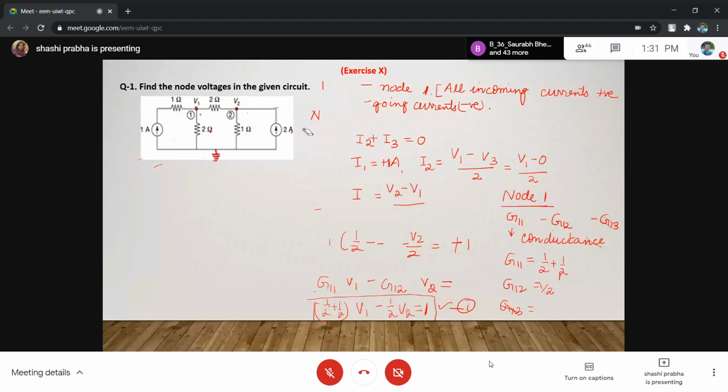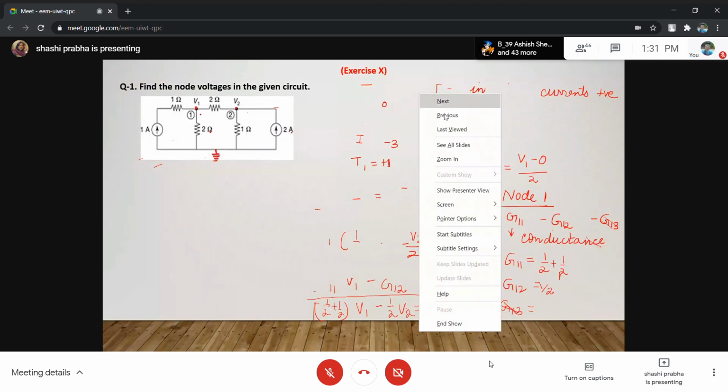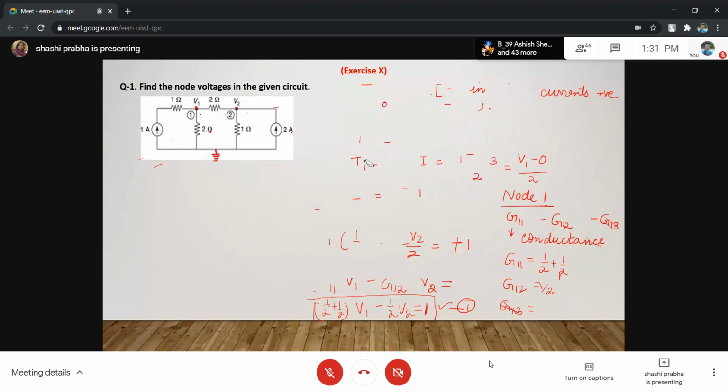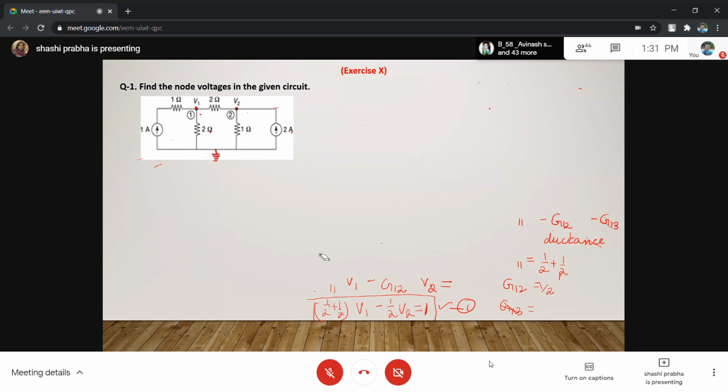Okay, so let us move to the next circuit. Next time onwards I will tell you in advance which circuit you have to keep ready in your notebook. I will tell you today itself which circuit we will discuss in the next class. So you can draw that circuit in the notebook, so we can solve immediately. We are really running short of time, so we will not waste time in drawing the circuit.